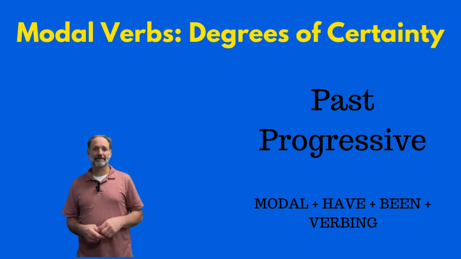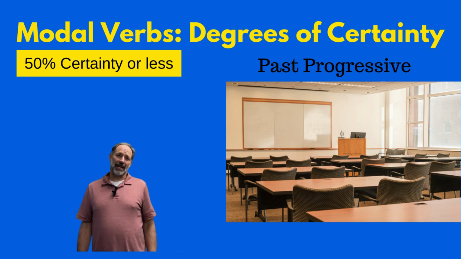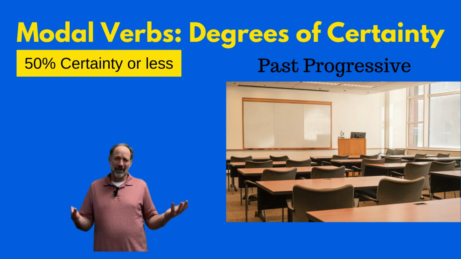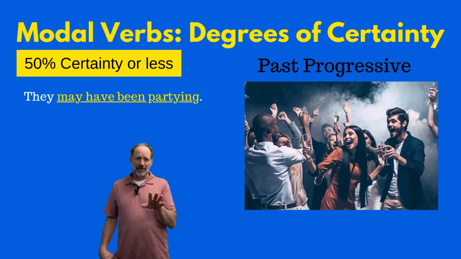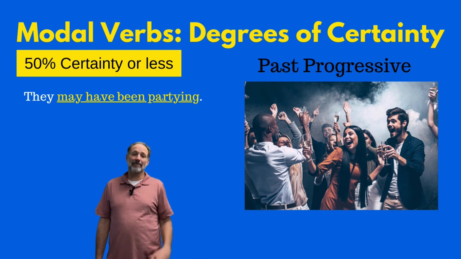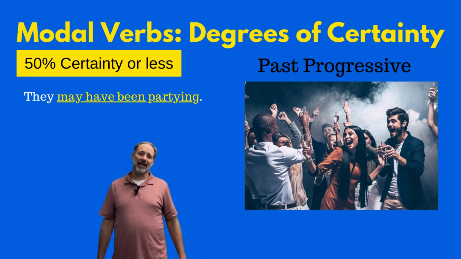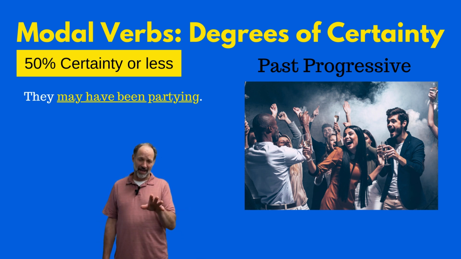Let's get started. If you look at my classroom here, this is what it looked like yesterday. I was in class, but there were no students there. And I thought, well, where are they? What happened? The first option is that the students, they may have been partying. I mean, they like to have a good time, so they may have been partying the night before. That's why they were not in class yesterday.